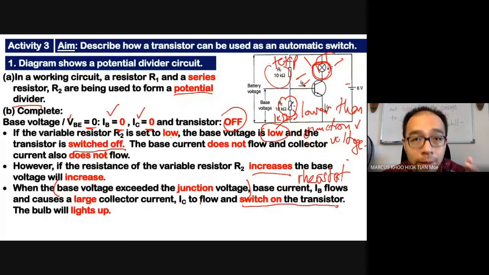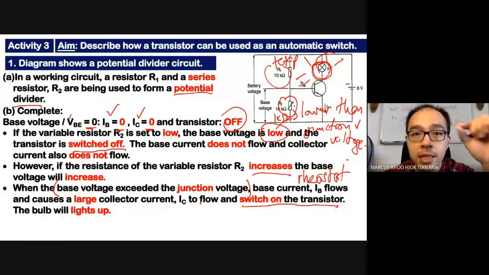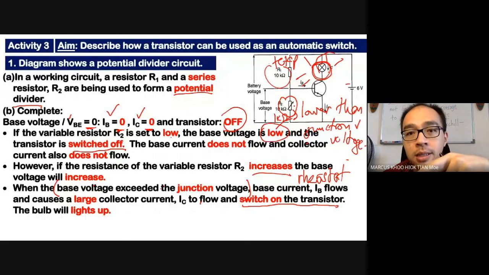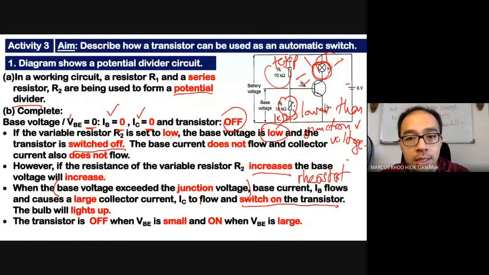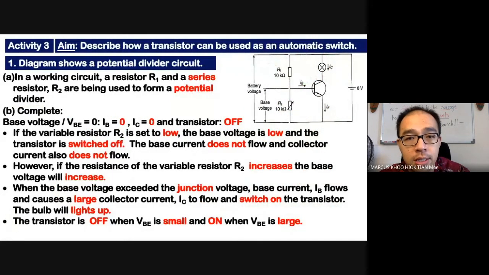Okay, so all that happens because the base voltage now is bigger than the junction voltage. Base voltage bigger than the junction voltage, current in the base will flow, causes the current in the collector to flow, and the transistor will switch on so that it can just continue flowing. Okay, and so this is the summary of this. The transistor is off when the base voltage is small, and on when the base voltage is large.